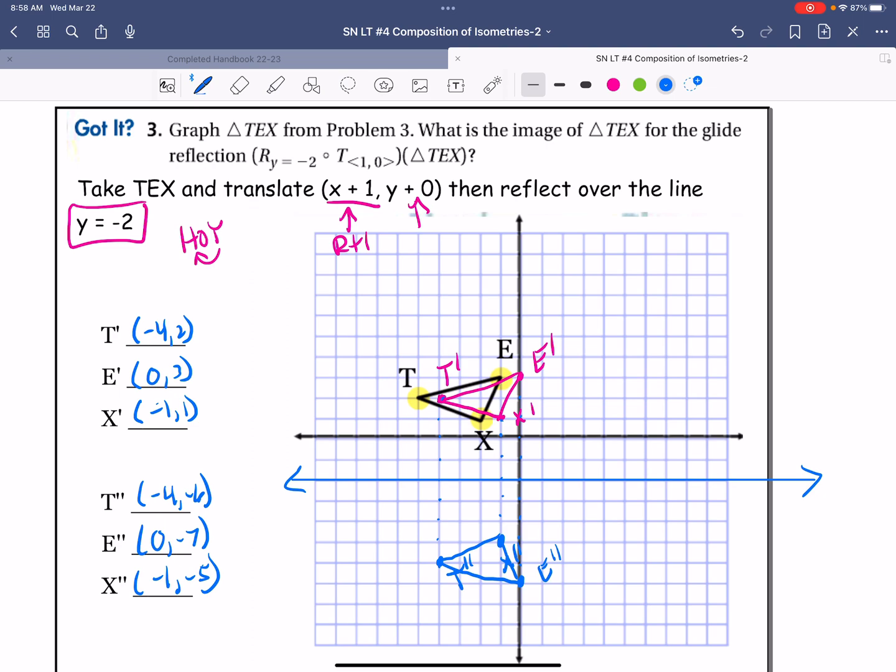So see how you did with the double transformations. This is just applying two transformations to the same preimage.